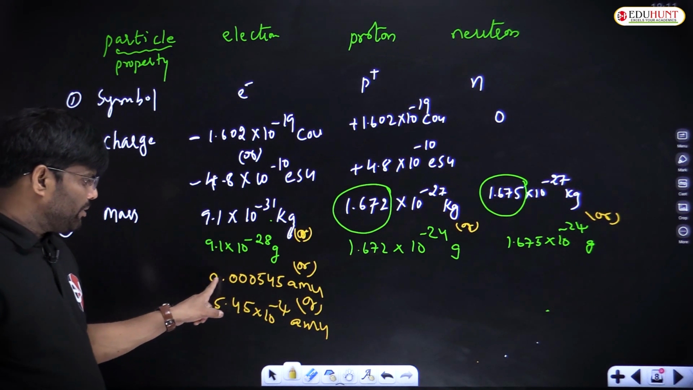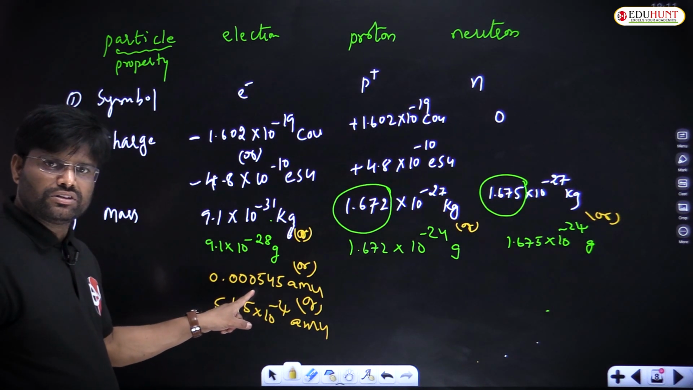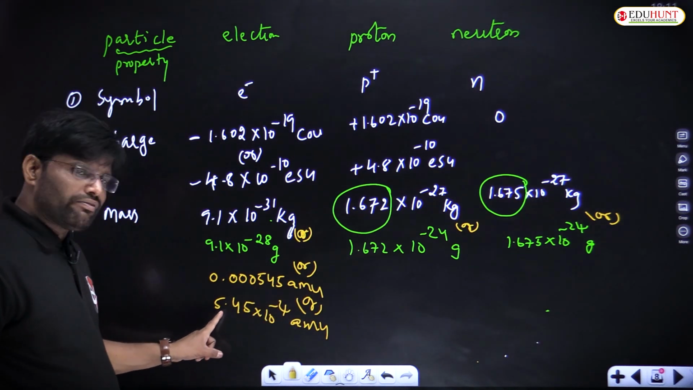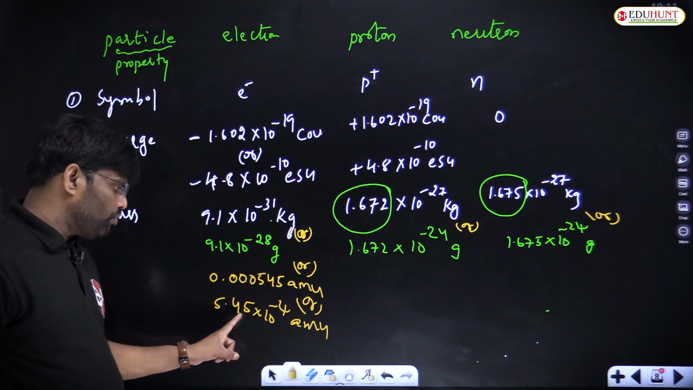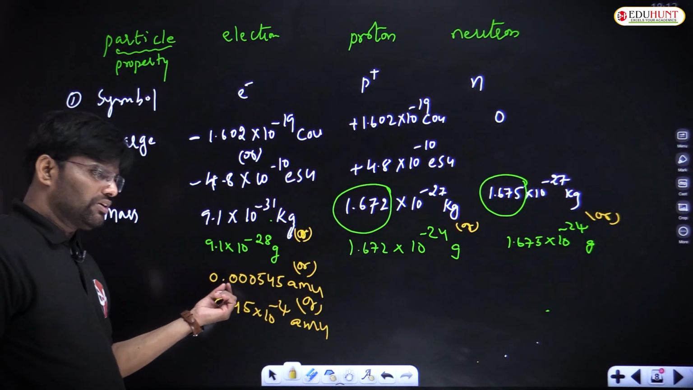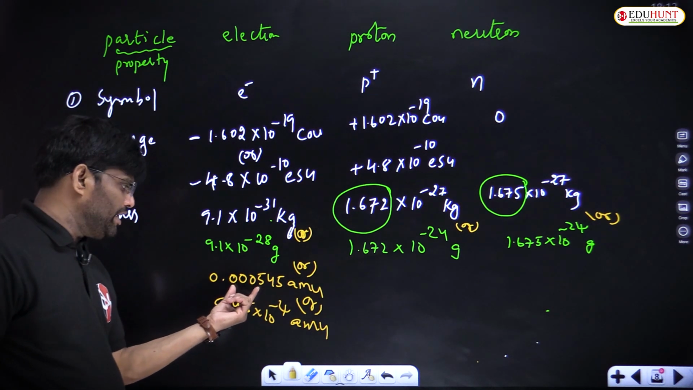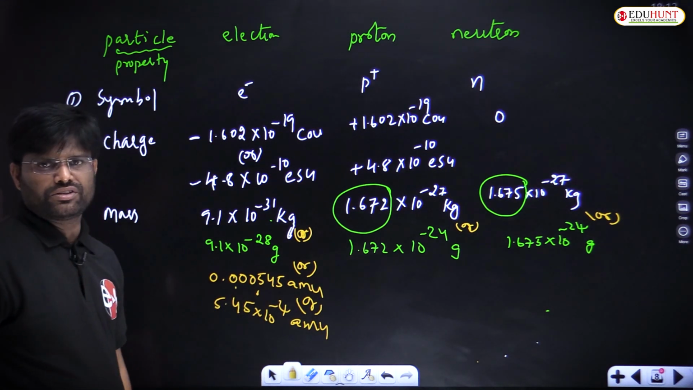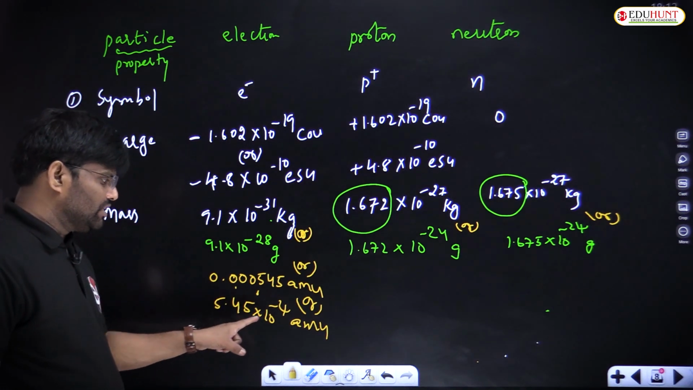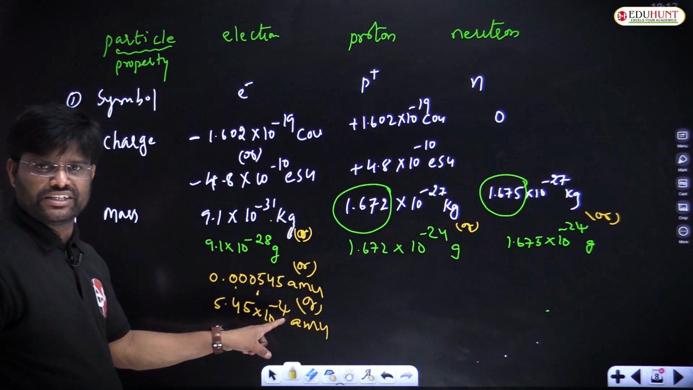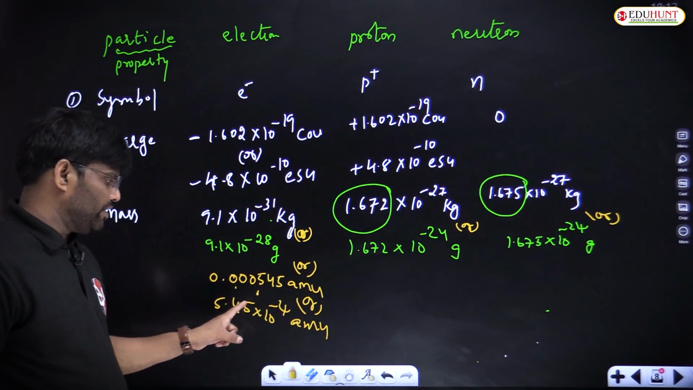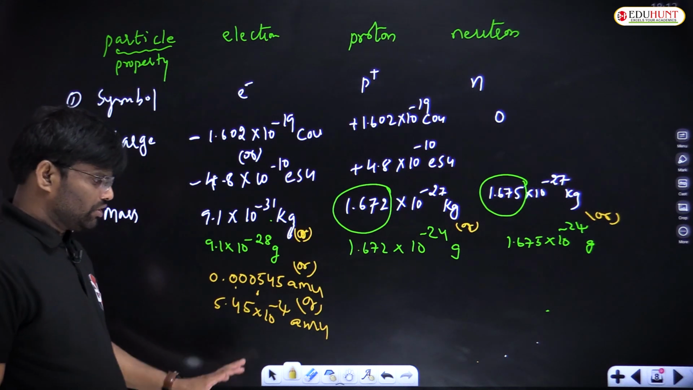0.000545: how many zeros here? 3 zeros after the decimal, then 545 AMU, atomic mass unit. Instead of that, I have written 5.45 into 10 power minus 4 AMU, because the decimal turns towards the right side, after 4 numbers. Then I am keeping 10 power minus 4. This value increasing, power value decreasing. So this is there in the book.